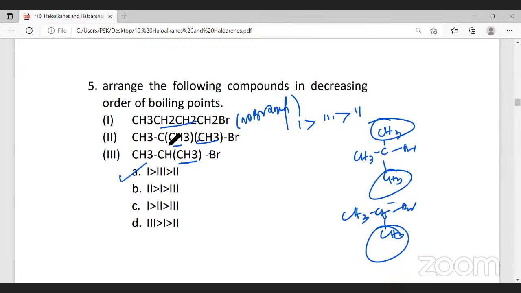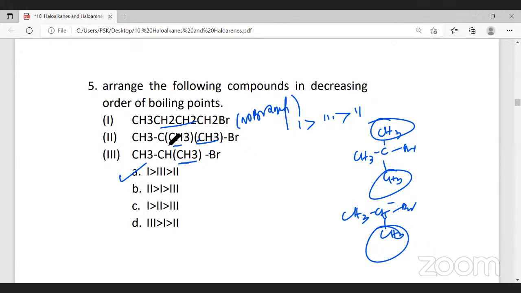Yes, sir. The magnitude of van der Waals force goes on decreasing with branching. So as the branching increases, the van der Waals force of attraction decreases. Therefore, the boiling point also will decrease.